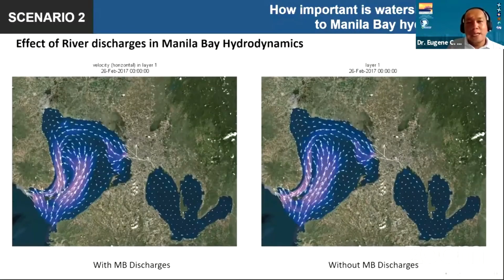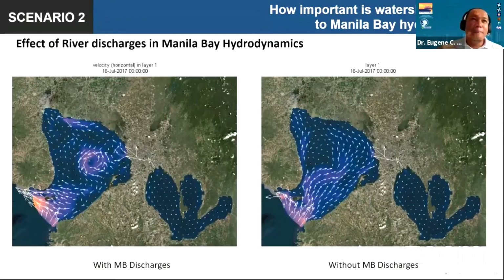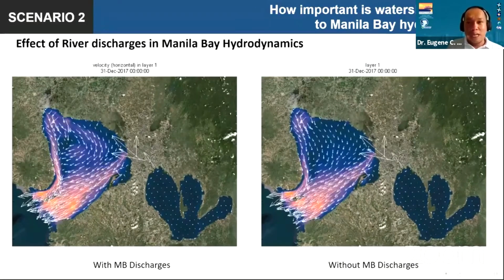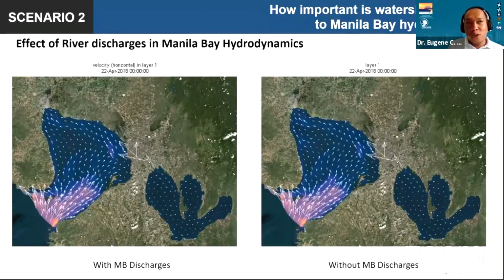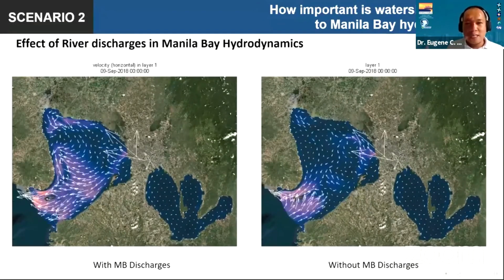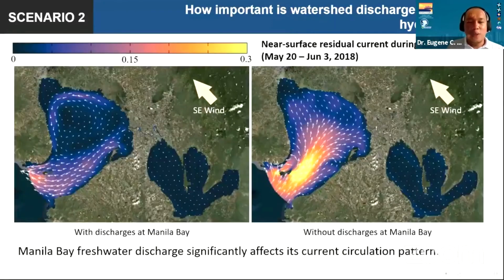So moving forward, just to emphasize the impact of the discharges to Manila Bay, what if we emulate, what if there were no river discharges to Manila Bay? How will it show that there is a difference in the circulation patterns within the bay? As we can see in the residual current analysis during the dry season, this is the condition if we have the regular river discharges toward Manila Bay, and this is the case where we don't have any freshwater discharge. So there's a significant effect, even if you have your winds here.